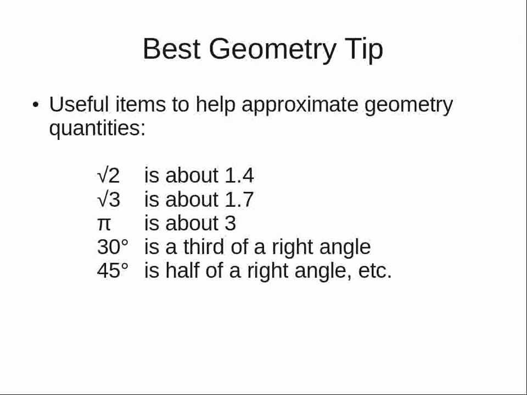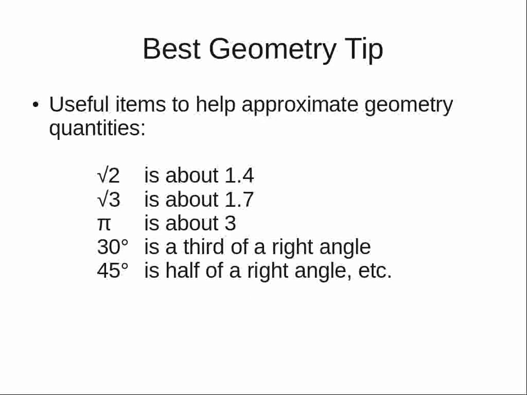Now, in order to approximate angles, lengths, areas, etc., there are some things that you're going to want to commit to memory. The square root of 2, you'll want to memorize that that's roughly about 1.4. The square root of 3, you'll want to memorize that that's roughly about 1.7. We've already mentioned pi. You'll want to memorize that that's about 3.